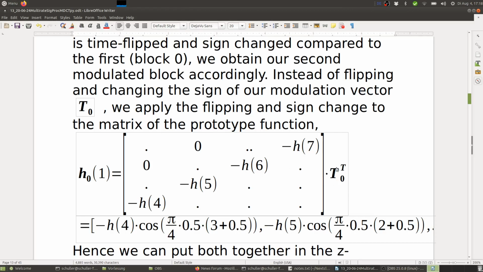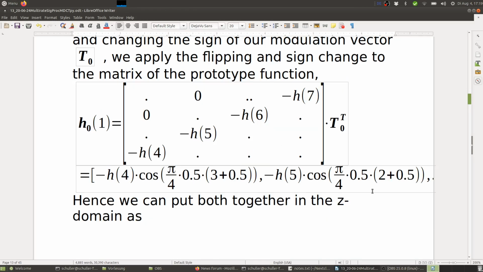So instead of applying the flipping to the column vector here, we applied the flipping to this matrix instead. And here you can see the result. So we have H4 times the cosine function here with a negative sign, and H5, so this one is multiplied with a second entry of the cosine modulation function.